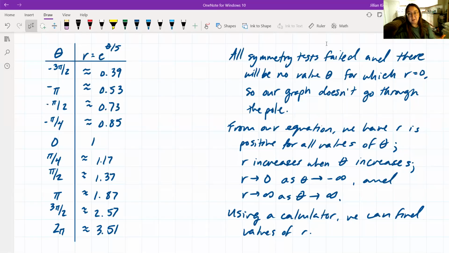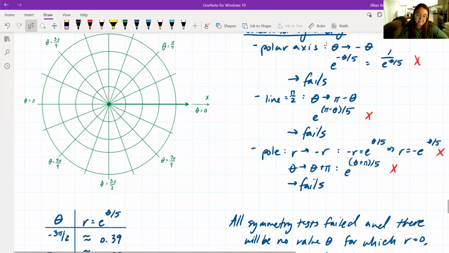All right, so these are going to be all the values that we get from our table and plugging these into a calculator. I did realize that I forgot the value of theta equal to pi, so I have included that now. So these points are going to give us all the points that we need for our polar coordinates. So let's go ahead and start trying to graph these points.